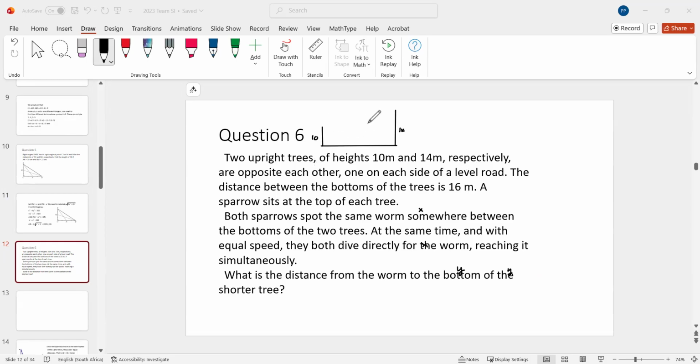A sparrow sits at the top of each tree. The sparrow is sitting there, and is sitting there. Both sparrows spot the same worm somewhere between the bottoms of the two trees. So these sparrows, they spot a worm here. And at the same time, with equal speed, they dive directly for the worm. So this sparrow directly goes for the worm, and this one also goes for the worm, reaching it simultaneously. And the question is, what is the distance from the worm to the bottom of the shorter tree?